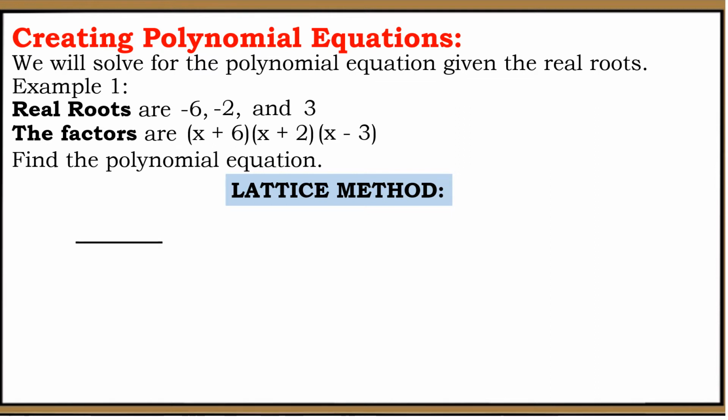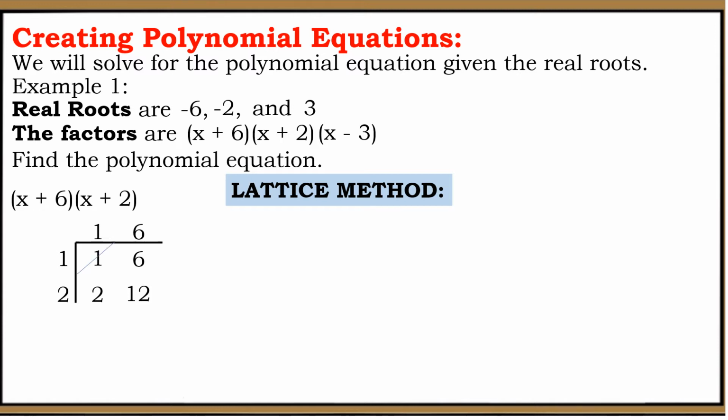So i-multiply muna natin ang x plus 6 times x plus 2. Let us write the numerical coefficient of each term. Sa x plus 6, ang numerical coefficient ay 1 and 6. Sa x plus 2, ang numerical coefficient ay 1, 2. Then we multiply 1 times 1, 1. 1 times 6, 6. Then 2 times 1, we have 2. 2 times 6, 12. Then let us add diagonally.